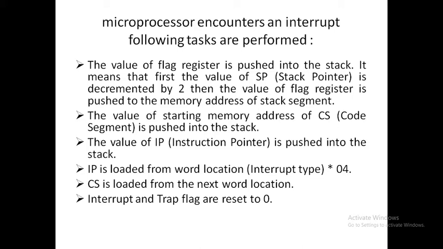When the microprocessor encounters an interrupt, it follows these tasks. When an interrupt occurs, the value of the flag register is pushed into the stack. It means that first the value of the stack pointer is decremented by 2, then the value of the flag register in the execution unit is pushed to the memory address of the stack segment. The starting address of CS, that is code segment, is pushed into the stack. The value of IP, the instruction pointer, is pushed into the stack.